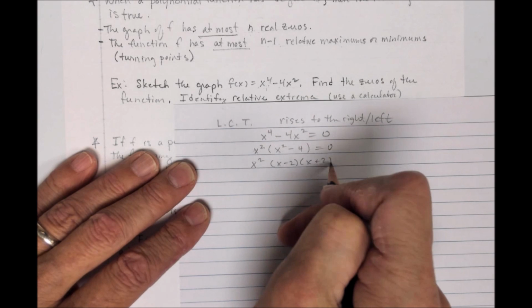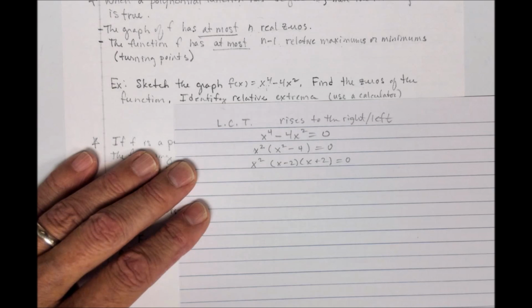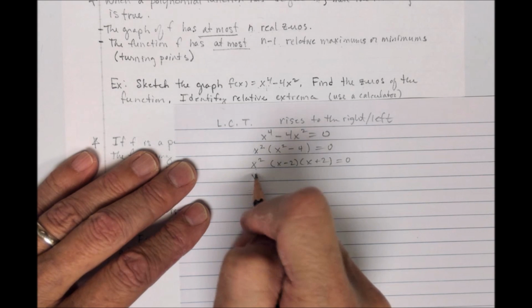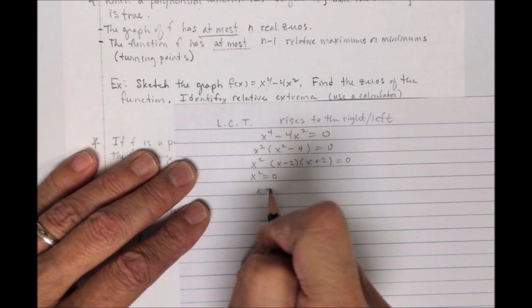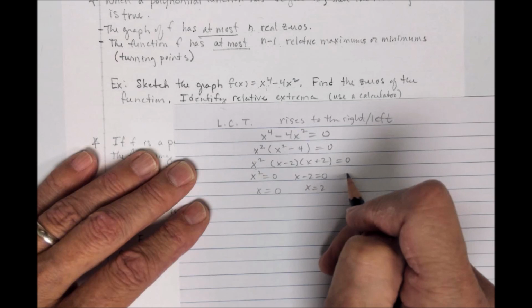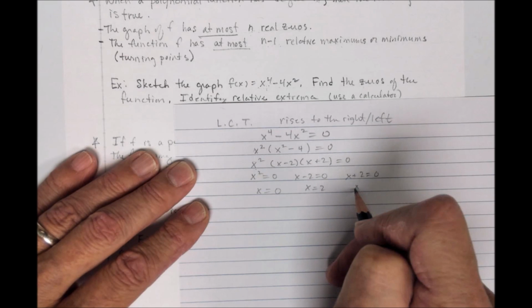Good old factoring coming into play here. And so, I mean, this is x times x. So I have x squared equals 0, which means x equals 0. I have x minus 2 equals 0, that means x equals 2. I have x plus 2 equals 0, so I have x equals negative 2.